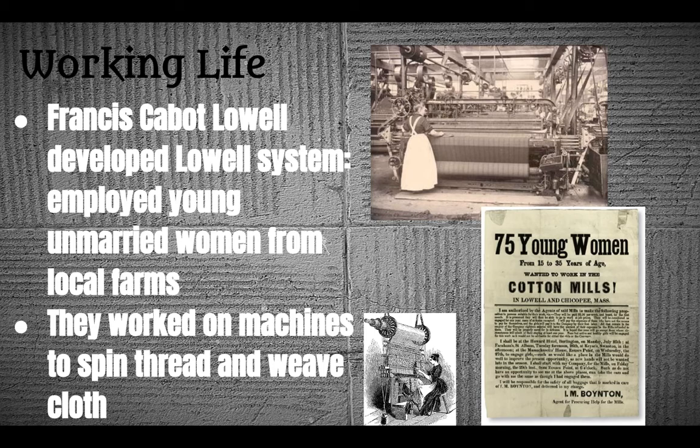Francis Cabot Lowell is a businessman from New England, and he develops a different approach to Slater. And he develops this thing called the Lowell system. And it's based on water-powered textile mills, and they're going to employ young unmarried women from local farms. And he actually opens boarding houses near the factories where the women can live and they have their meals there. And the first one is going to open in 1814. And again, they're going to be working on machines that are spinning thread and weaving cloth. And so he is targeting young unmarried women.